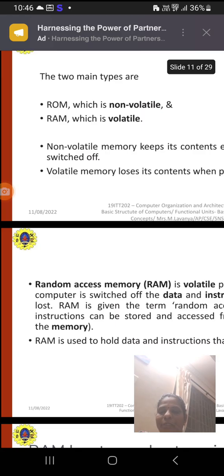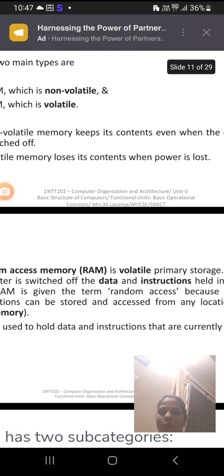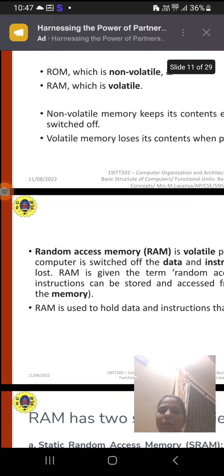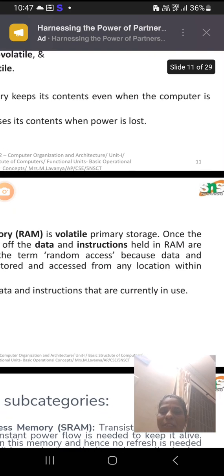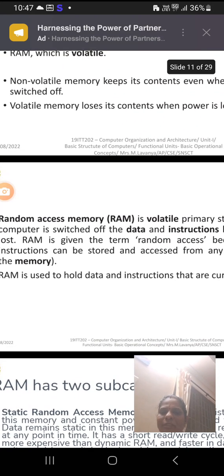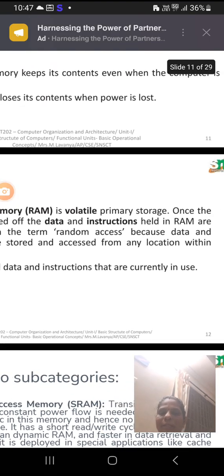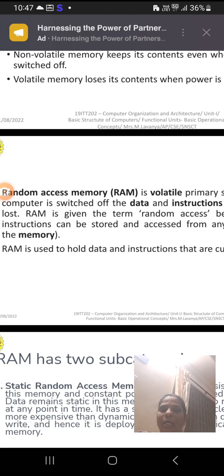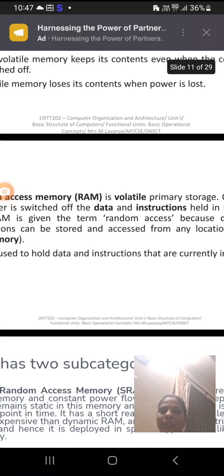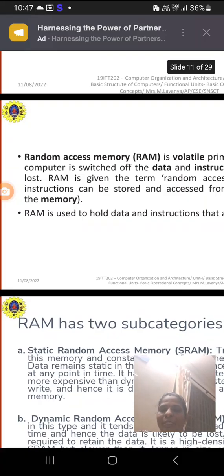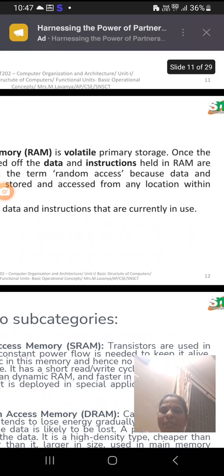Next, random access memory is a volatile memory. That is the primary storage memory. Once the computer is switched off, the data and instructions held in RAM are lost. RAM is given the term random access because the data and instructions can be stored and accessed from any location within the memory. So RAM is used to hold the data and instructions that are currently in use.